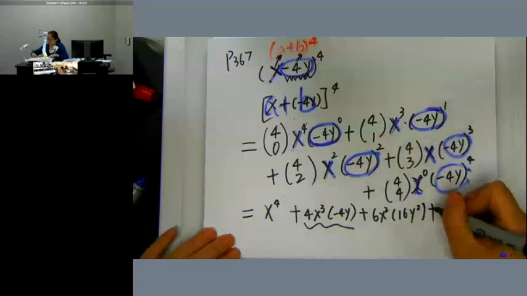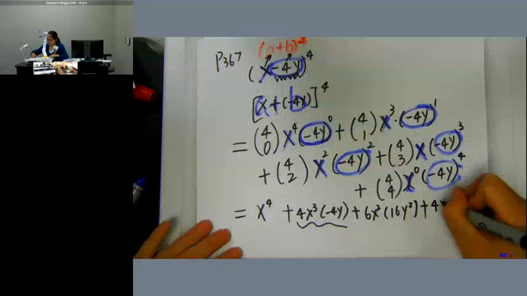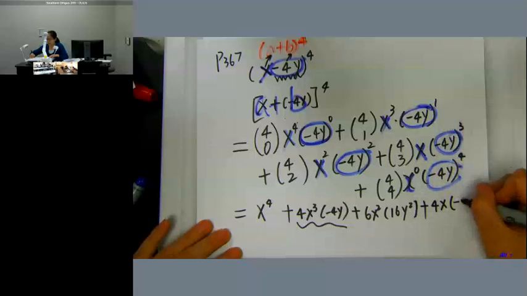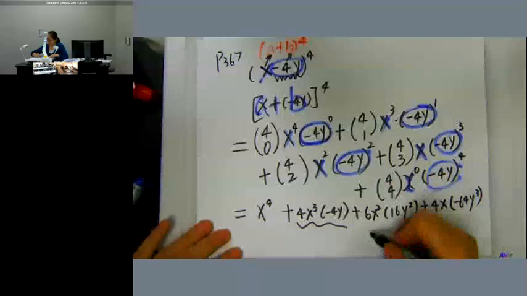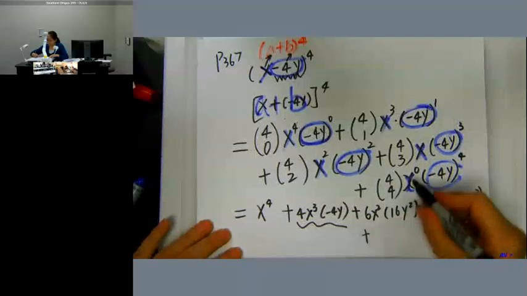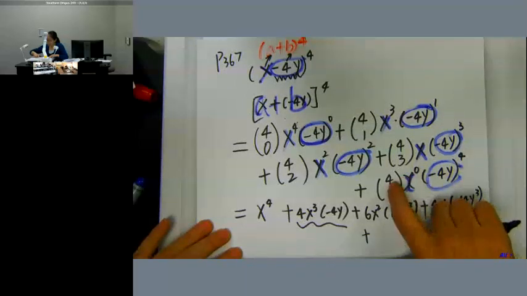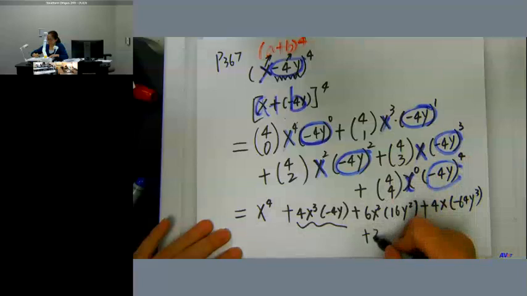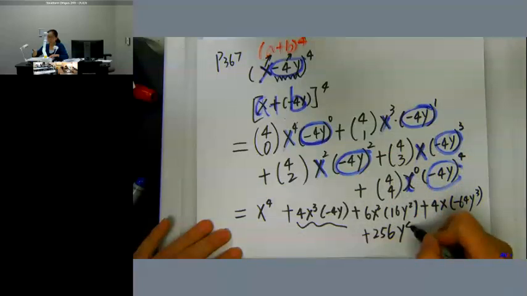4 choose 3, it's going to be 4 and x to the third power, negative 4 times negative 4 times negative 4. Negative 64, y third. And the last step is plus 1 times x to the 0 is 1. So that's 1, that's 1. All we have left is that fourth power. 16 times 16, 256 y to the fourth.